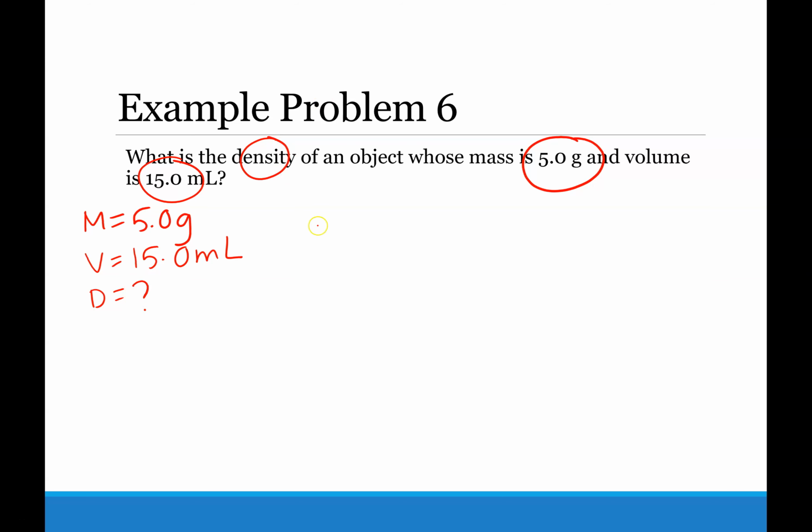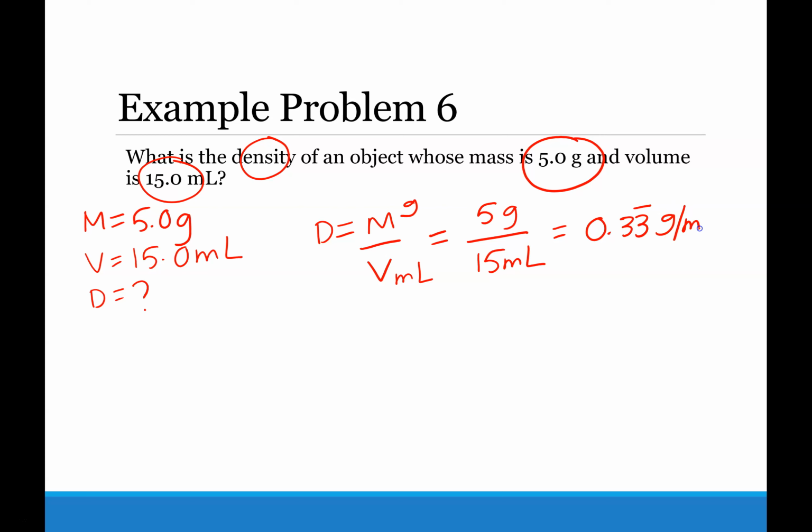The formula for density is density equals mass over volume, where mass is measured in units of grams and volume is measured in units of milliliters. And so we can go ahead and plug in what we know. 5 grams divided by 15 milliliters, and you can put it into your calculator just like that. 5 divided by 15 is going to be a density of 0.33 grams over milliliters. And that grams over milliliters is the appropriate unit for density.